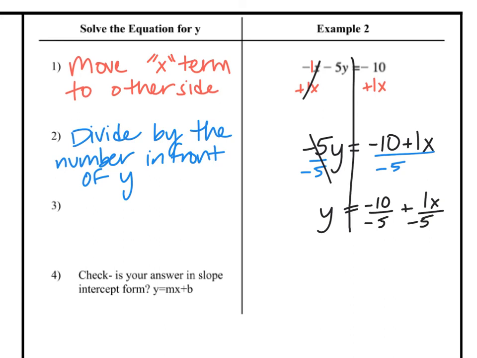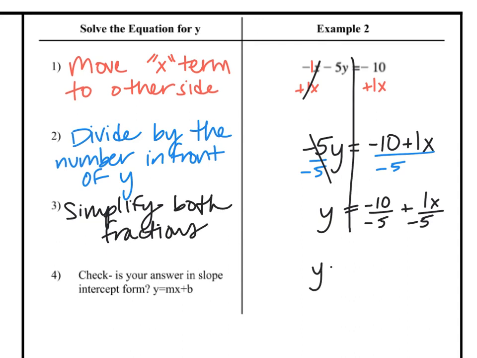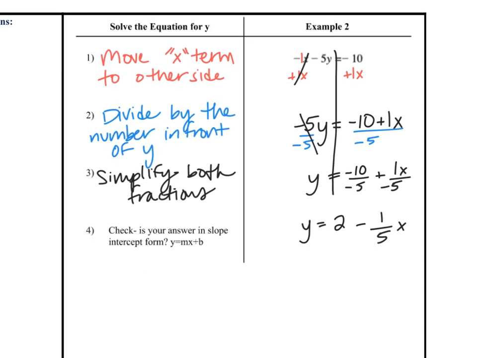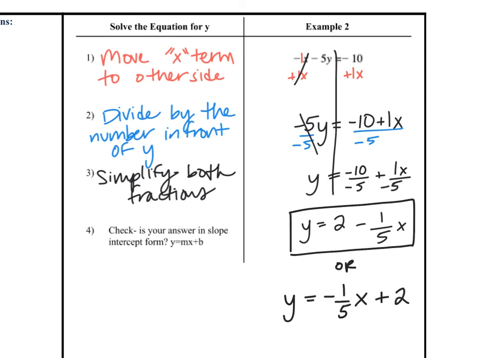Okay, last thing I need you to do, please simplify both fractions. So negative 10 divided by negative 5 is positive 2. And then this one is as small as it gets, but we will write it as minus 1/5 x. That is in y equals mx plus b form, slope-intercept form. But if you have it written like this, negative 1/5 x plus 2, and you reverse the order, that's also fine. Both of those are correct.